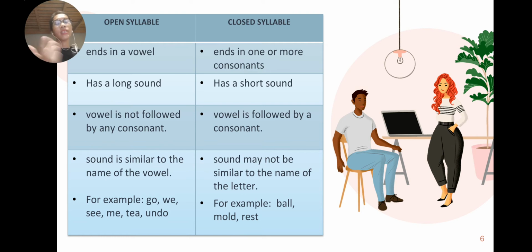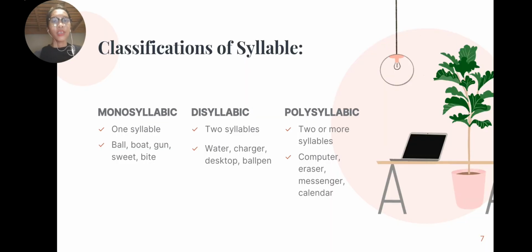So open and closed syllable are the types of syllable. Let's now proceed to the classifications of syllable. So we have monosyllabic, disyllabic, and polysyllabic. Mono, very understandable, one. So it's one syllable. We have ball, boat, gone, sweet, and bite. And for disyllabic, di means two, so it is two syllables. We have water, charger, desktop, and ballpen.